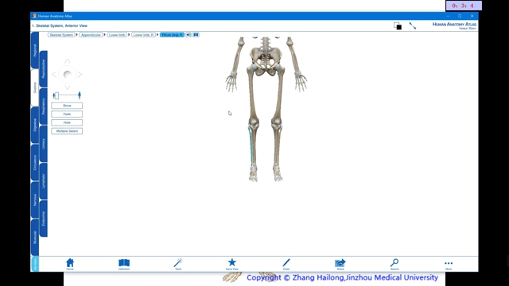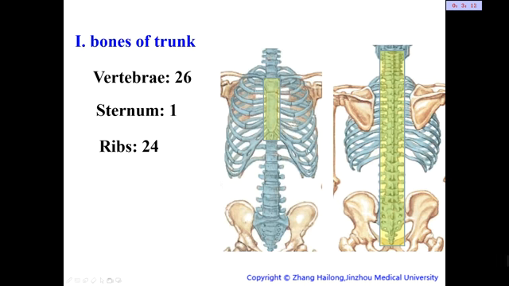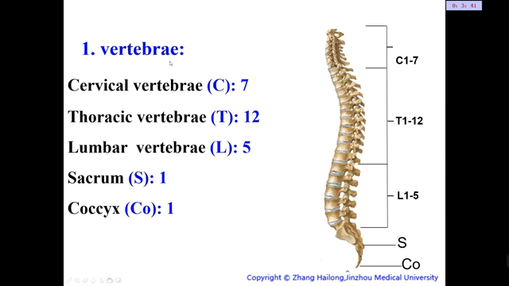And today, we'll study the bones of the trunk. Okay, go back. Let's first study the bones of the trunk. There are three parts. First one is the vertebrae. On the back, the vertebral column is formed by 26 vertebrae. Second one, in front, is the sternum. And between the sternum and the vertebrae are 12 pairs of ribs on two sides, from the front to the back. Ribs.